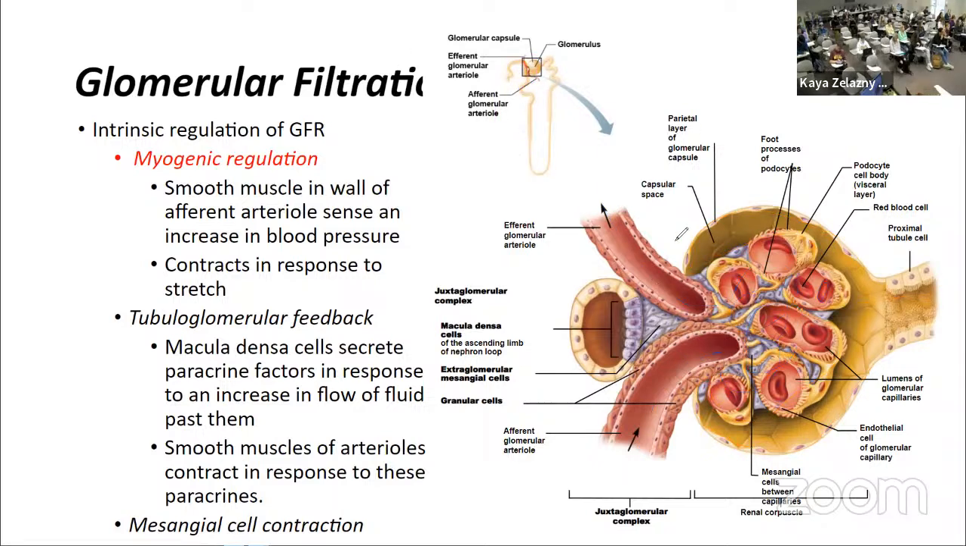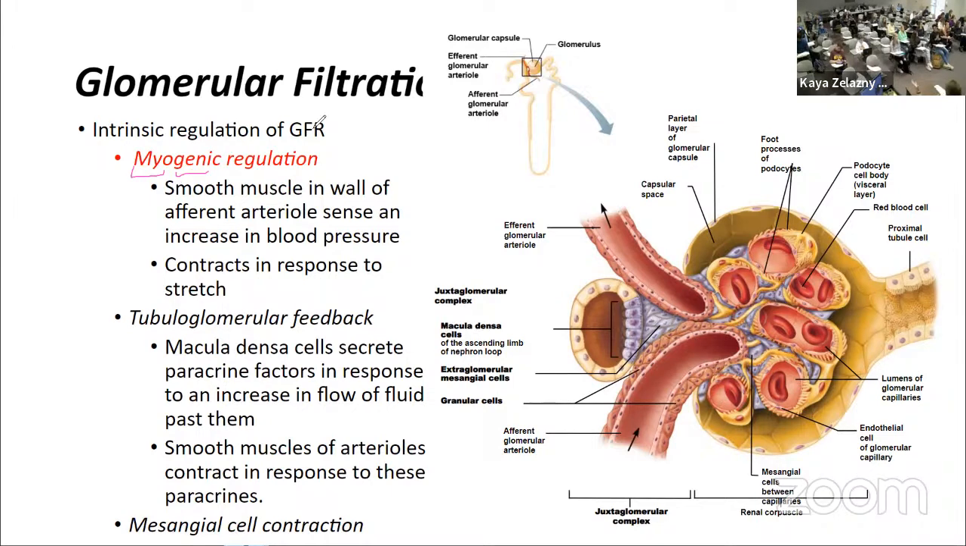Okay, so we have some structures here in this juxtaglomerular complex. We have macula densa cells. We have extraglomerular mesangial cells. We have granular cells all kind of touching here together. So macula densa cells, extraglomerular cells, granular cells. Okay, so some of these are going to be involved in how we are regulating that glomerular filtration. Okay. So our first way of regulating that glomerular filtration is just through myogenic regulation. So myo meaning muscle. So myogenic, like genesis, so generated by the muscles.